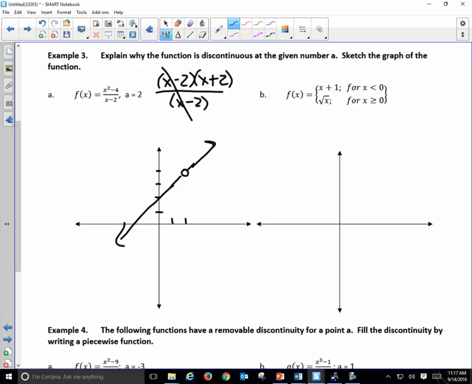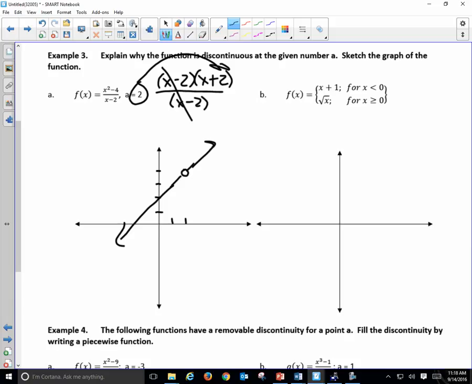Does anybody know what the height of it is at that open circle? How do you know it's 4, other than looking at the graph? Yeah, just plug 2 into what it wants to be. Okay, so it is discontinuous at 2. The question is, explain why it's discontinuous.